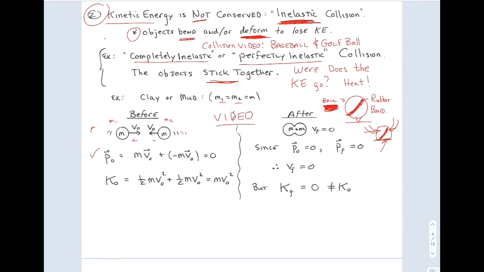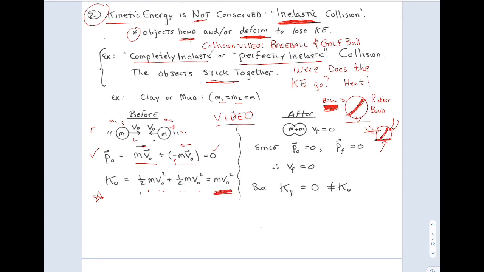Initial momentum is mv0 for the left one minus mv0 for the right one, because this one's headed to the left and that one's headed to the right, so that one's negative. So the initial momentum is 0, they add to 0. Maybe this momentum is 3, this is minus 3, so they add to 0. Initial kinetic energy, remember kinetic energy is a scalar: 1/2 mv0 squared plus 1/2 mv0 squared. Those are positive.